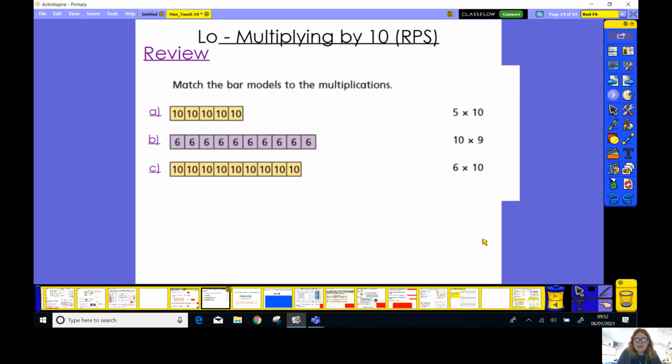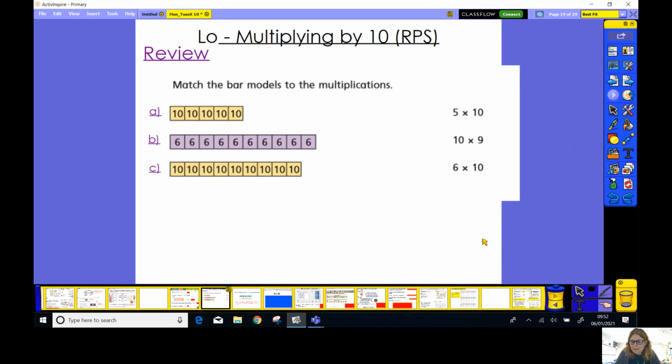So today's learning objective is to multiply by 10, and then in brackets, RPS. You remember what that means. It means reasoning and problem solving. That's what we're going to be doing in today's lesson. So could you write that LO down now and underline it using your ruler?